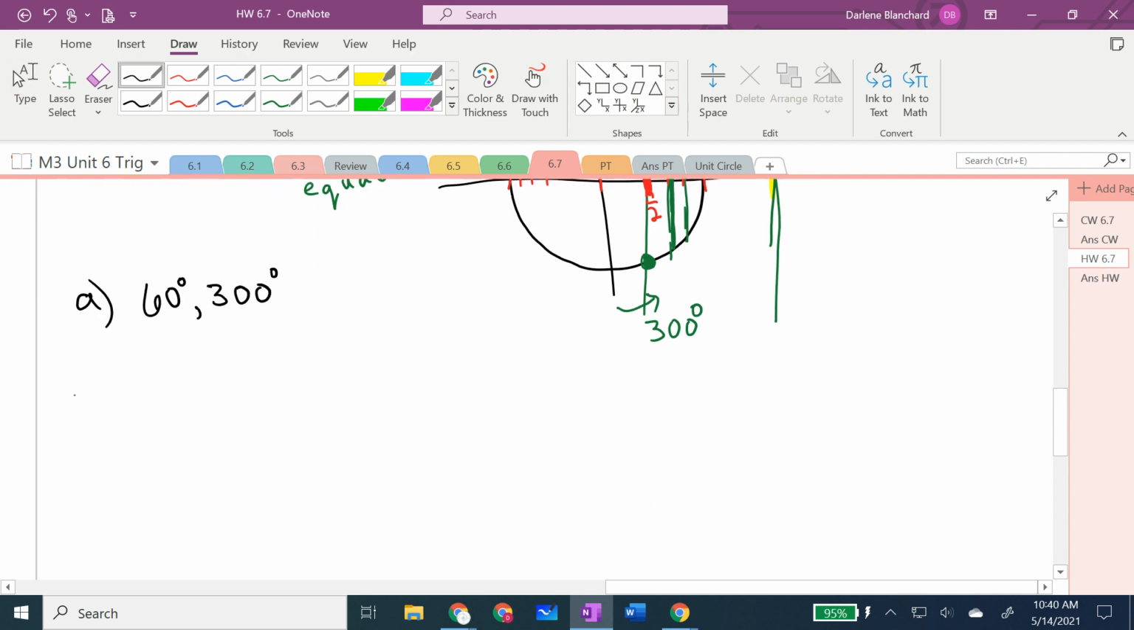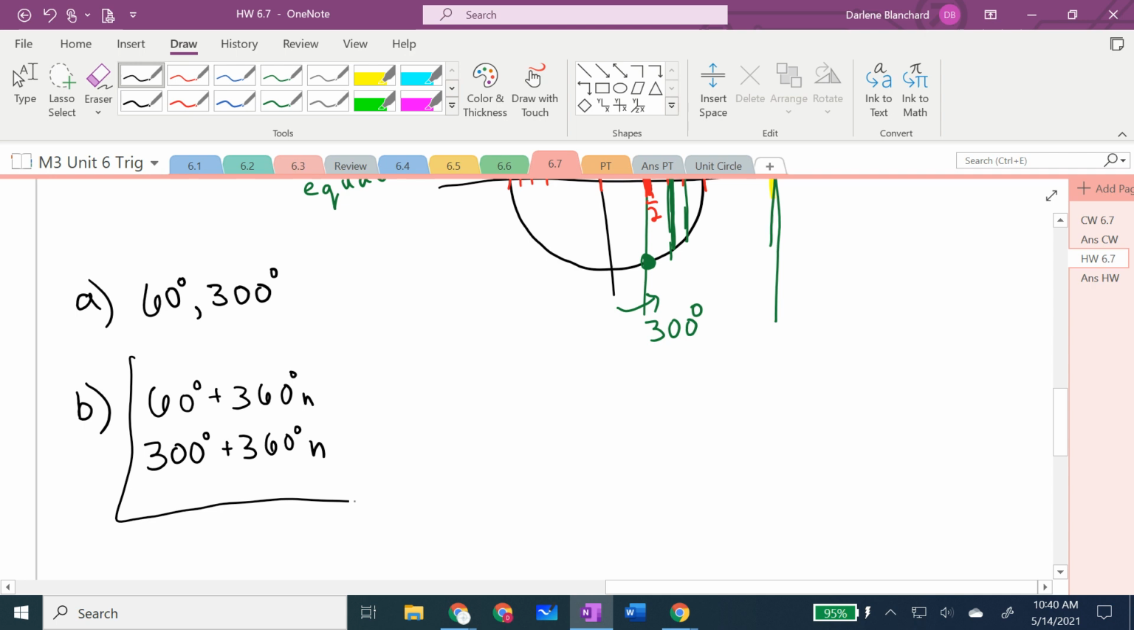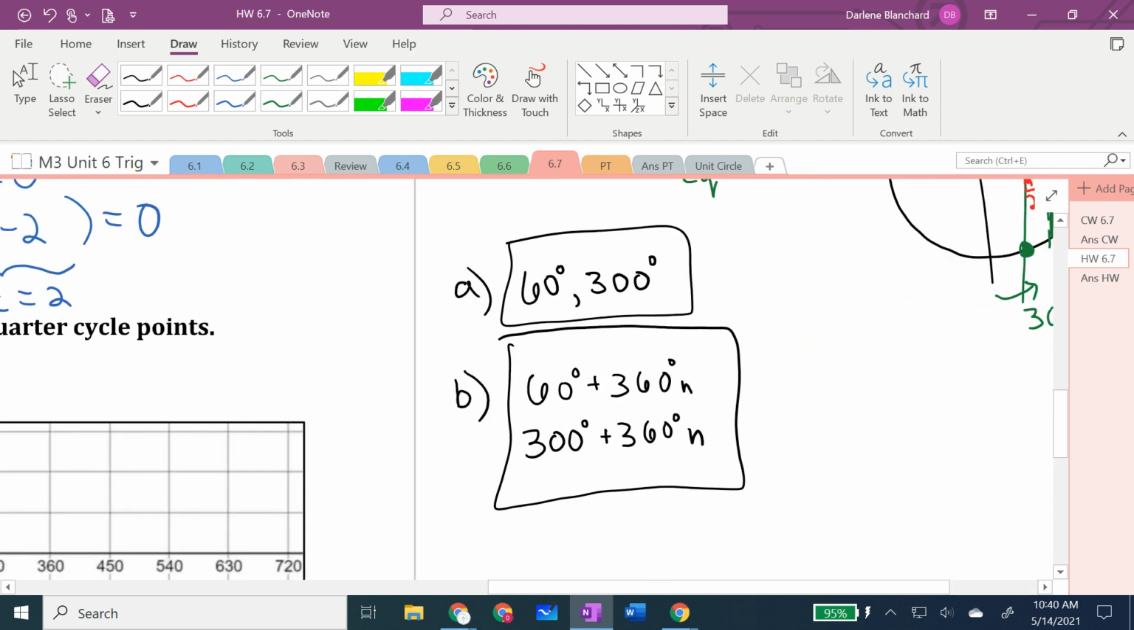Then for part B, all you have to do is add 360n to each of those answers. And this will give you all possible solutions. And that is number 6.